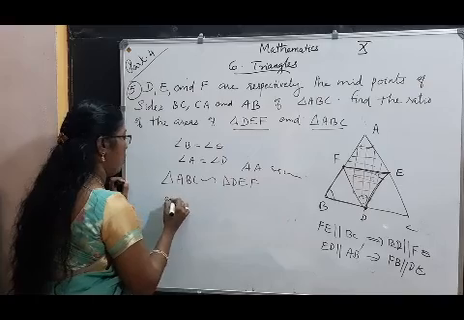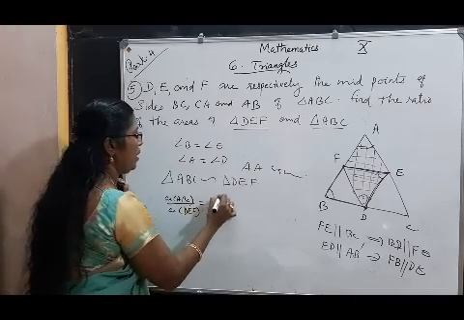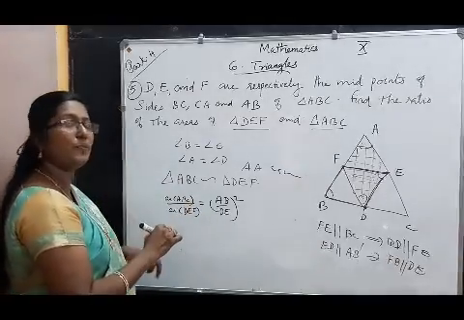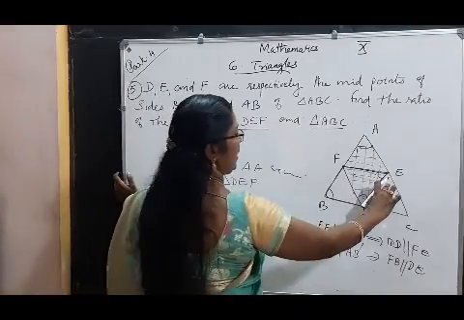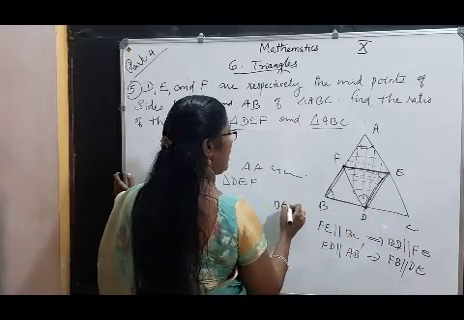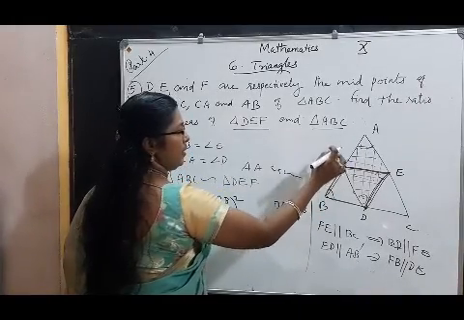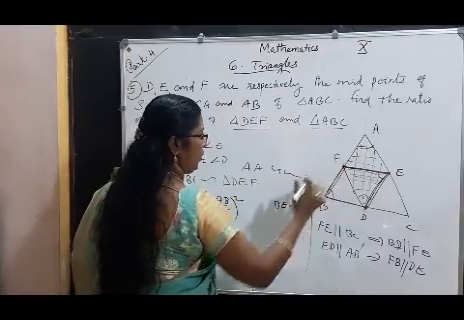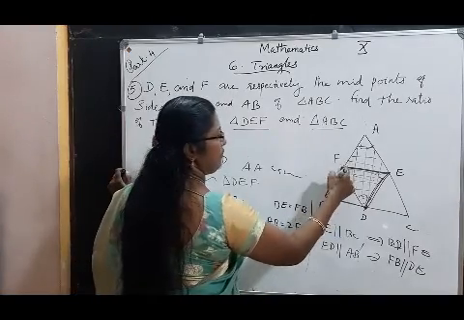Here area of ABC by area of DEF equal AB by DE the whole square, the ratio of the squares of their corresponding sides. Here, DE, where is DE? Consider this parallelogram, opposite sides are equal. So, DE equal FB. Then, on the line AB, F is the midpoint. So, we can write this AB as 2FB. AB equal to 2FB. F is the midpoint.